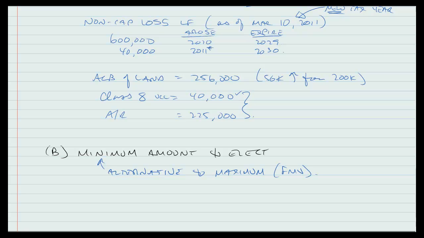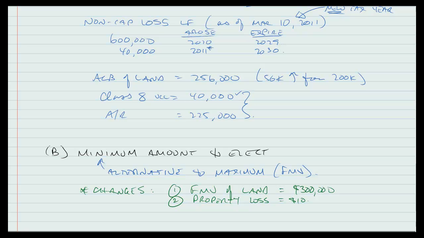Okay, but they kind of change things up on us. So please note, I don't know why they do this. So they change two things. One, the fair market value of the land is now $300,000. Okay, it used to be $256 in Part A. Remember that? They've changed it now to $300,000. Okay, so that's an important change. And then they've introduced a property loss of $10,000.